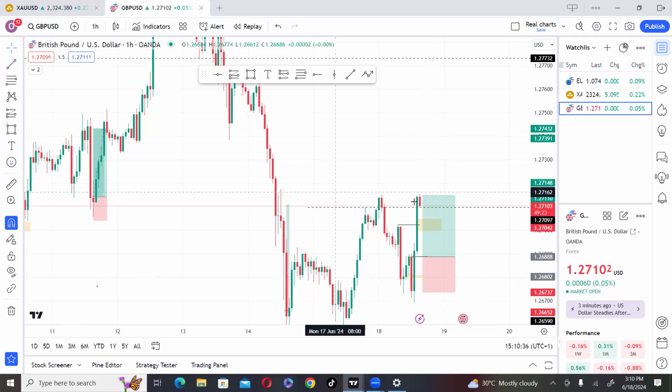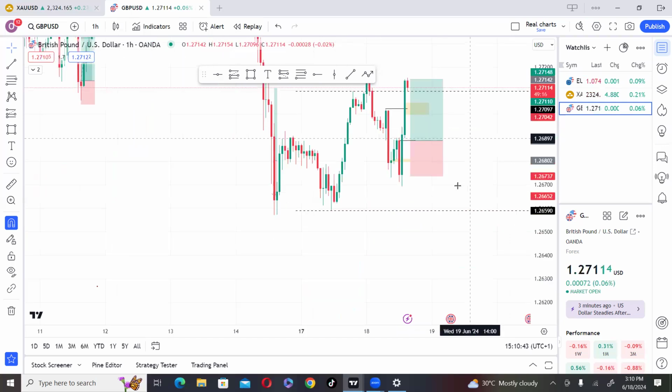So if price keeps rejecting this to the downside, it might look like price is now giving us a double top pattern, and we're expecting to be pushing to the downside right here.